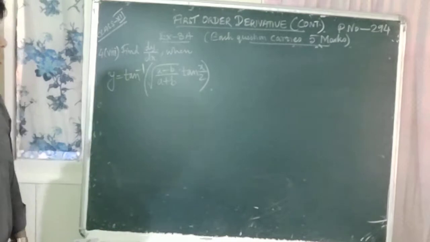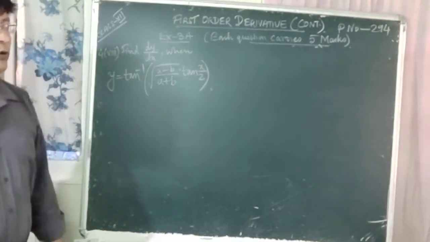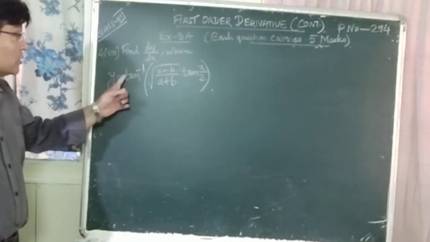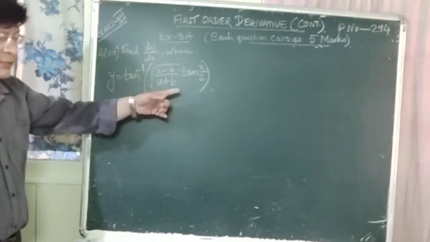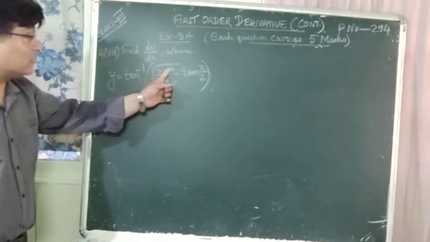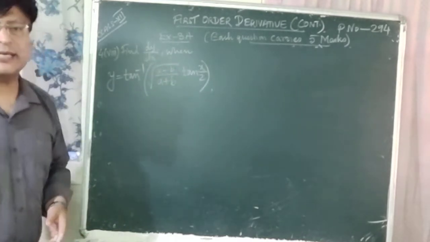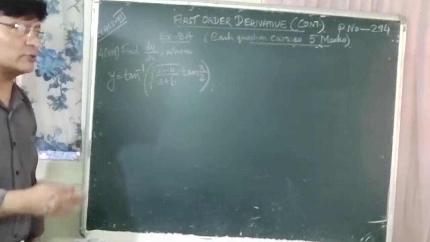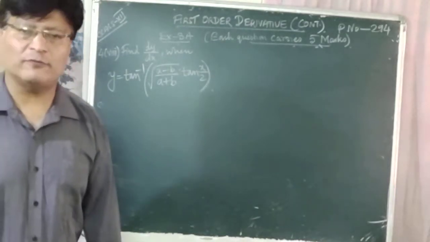So now we'll do the next question, that is number 8. Find dy by dx when y is equal to tan inverse within bracket within square root a minus b upon a plus b into tan x by 2. So here also this inverse circular function cannot be simplified further.